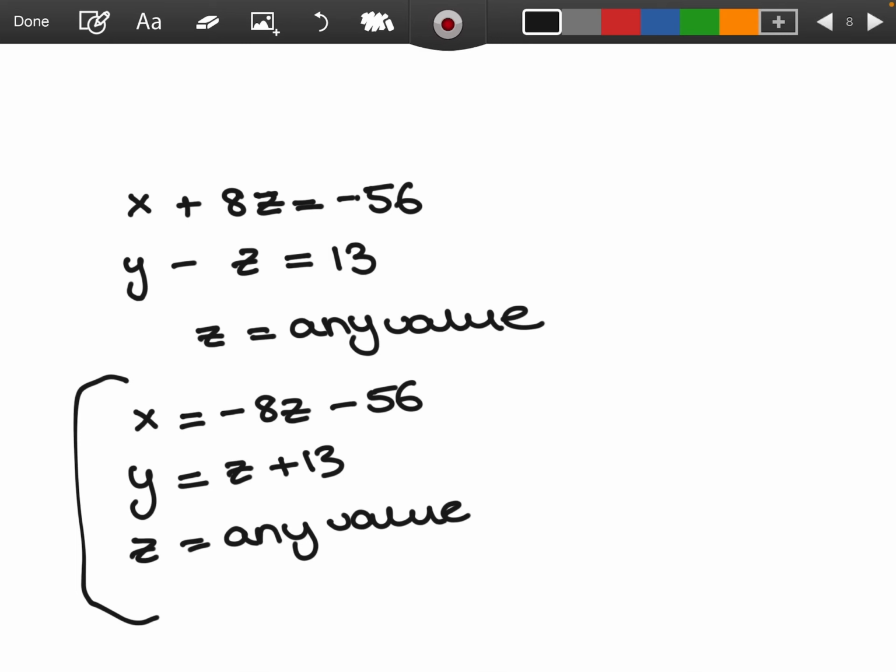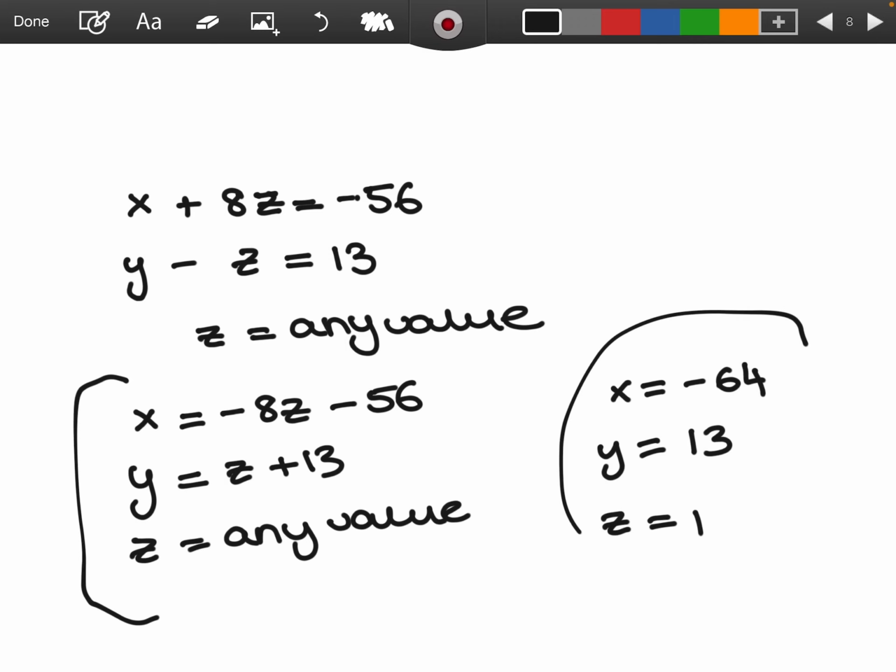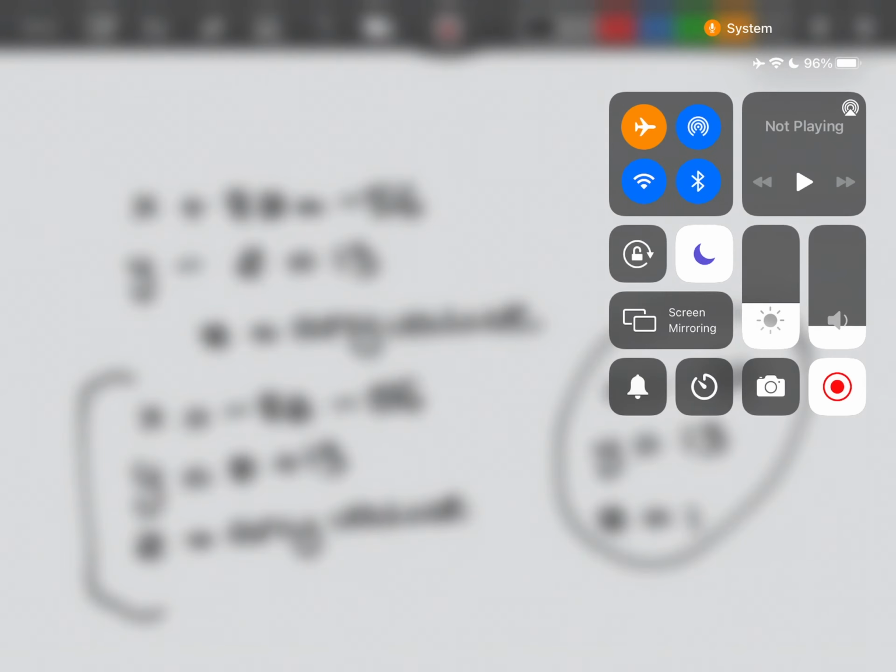Again, if they ask you to write down a particular solution, you just pick any value you want for z. So for example, you could pick z is equal to 1, and then you would figure out what x and y are for that particular value of z. So it's completely up to you what value of z you pick, unless they give you a specific one that they want you to use. But that is just a particular solution to the problem. So it's one specific point, but there are infinitely many points that can be classed as a solution to this problem.